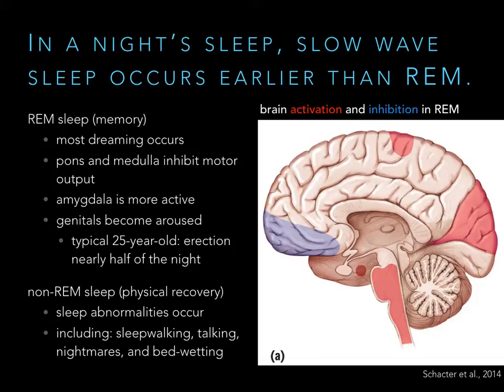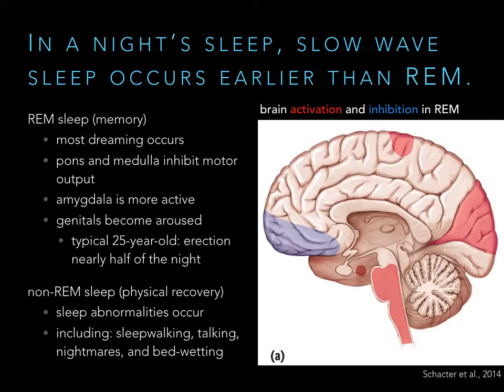There's an increase in amygdala activity. This probably creates the emotional components of the dreams. And then of interest to probably at least half of us there, the genitals are going to become aroused during REM sleep. And if you're a typical 25-year-old male, you'll spend about half the night with an erection. That morning wood that accompanies some mornings is just simply leftover from the most recent REM session.